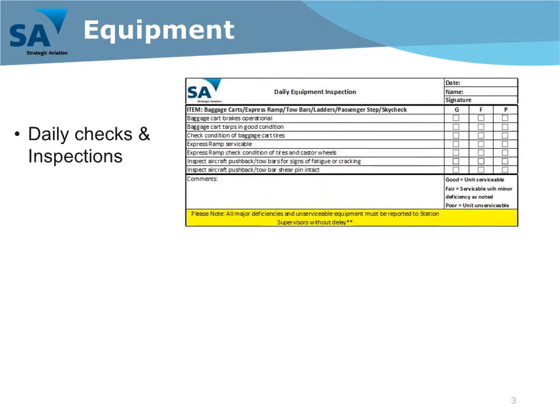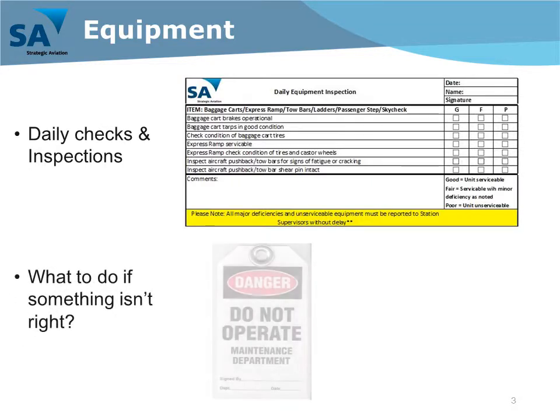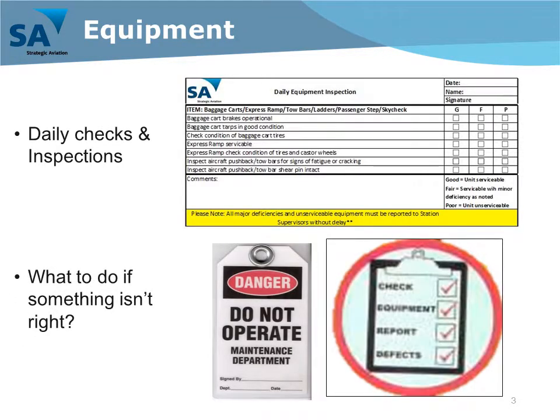Prior to operating any vehicle or piece of equipment, you must ensure that you complete all daily checks and inspections on the equipment using the forms provided by your supervisor or manager. If something seems off or there's a Do Not Operate tag displayed on the equipment, you must not operate this equipment until maintenance provides approval that the equipment is safe to use.